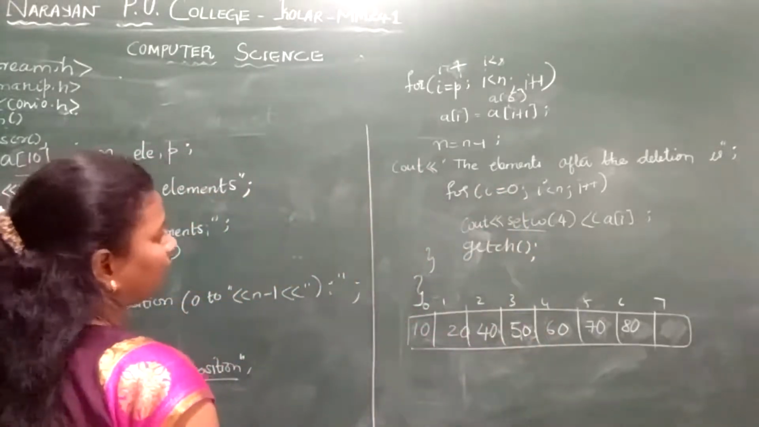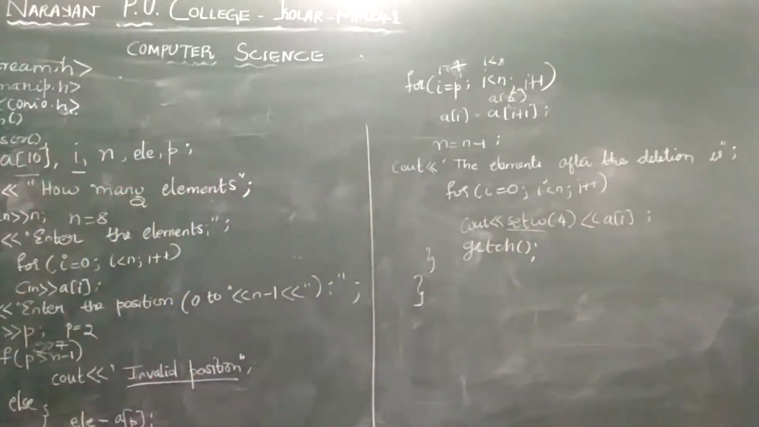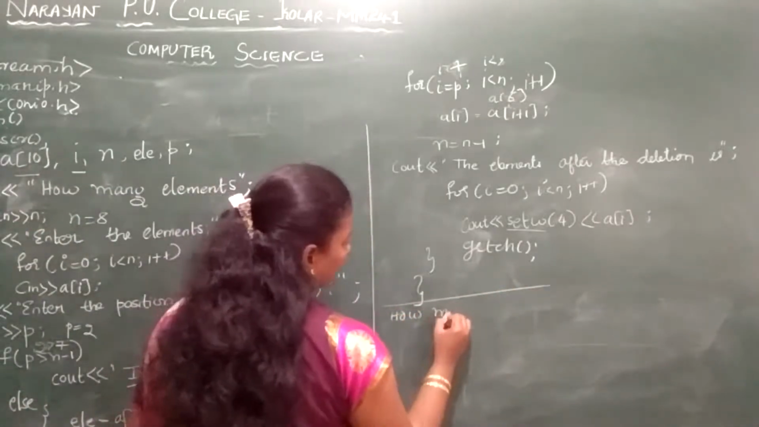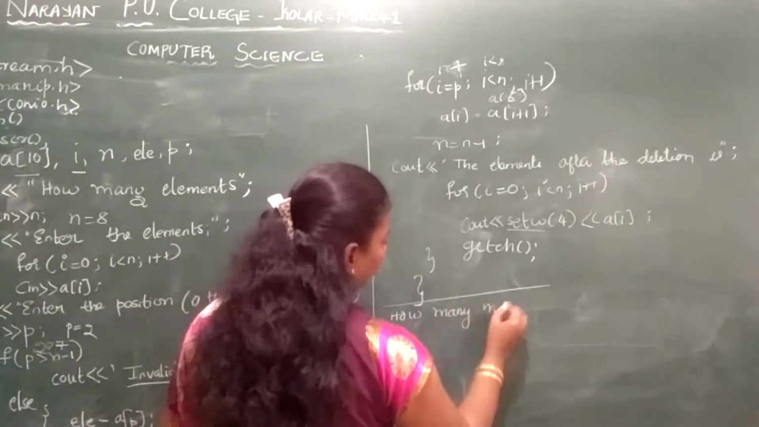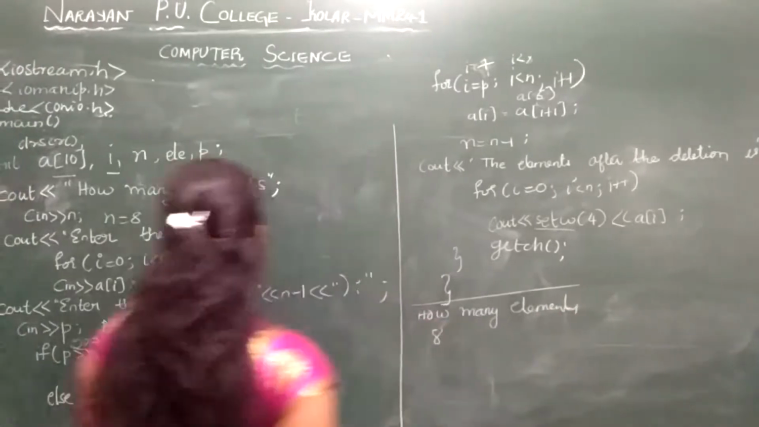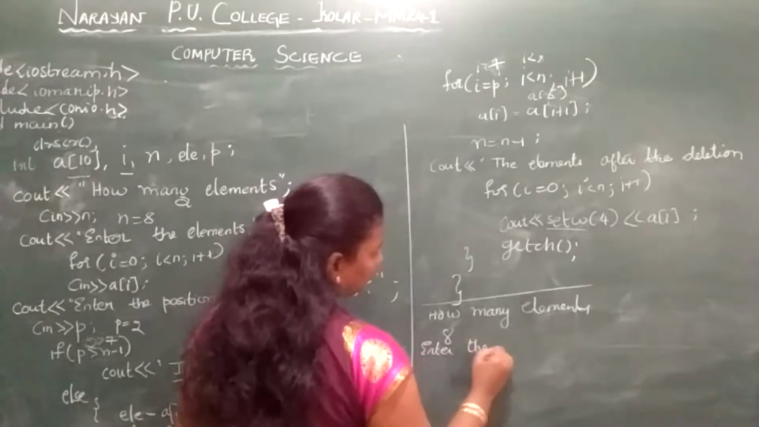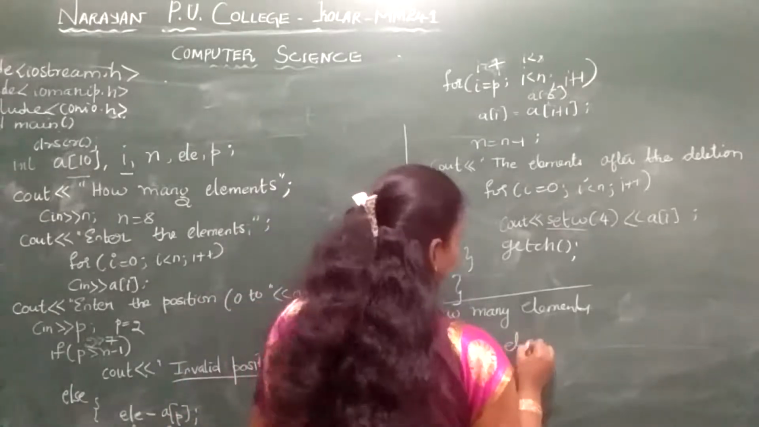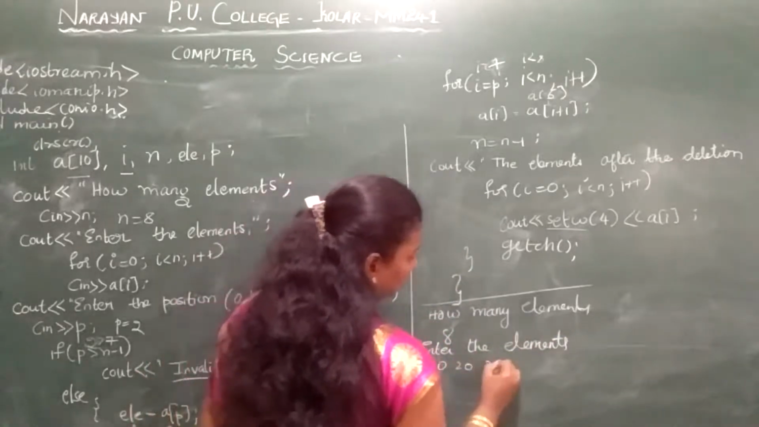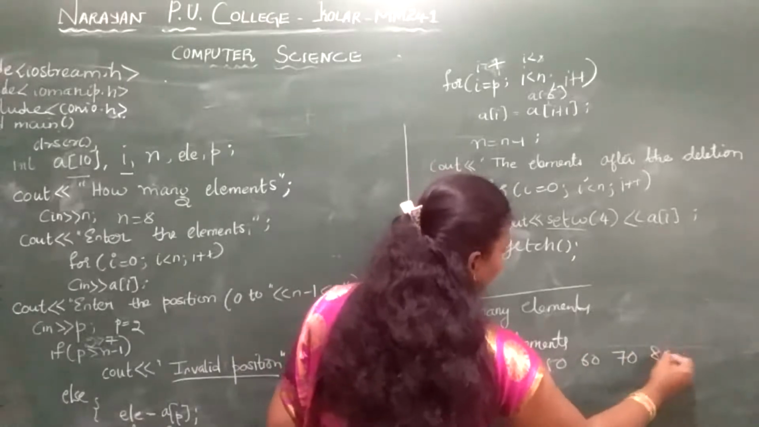So once I start writing your output, your output will be like this. First, what the program says: how many elements? So imagine I have taken 8. Now enter the array elements. How many elements I have entered? 10, 20, 30, 40, 50, 60, 70, 80.